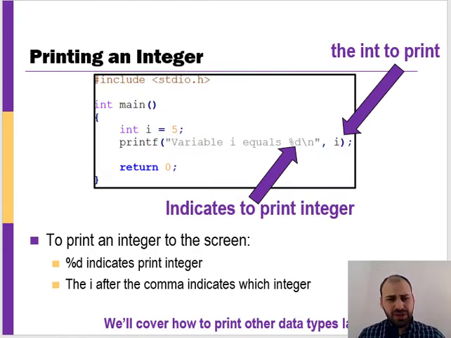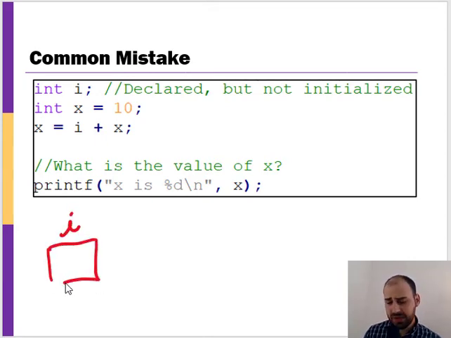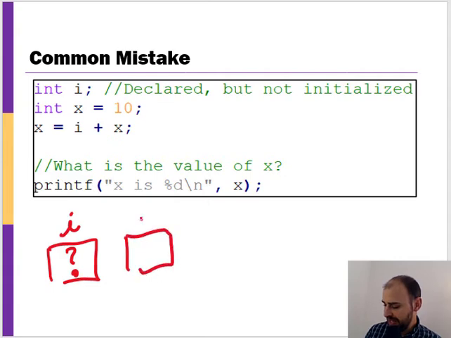One other thing I want to show you. Actually, let me show you that common mistake first. We take a look at this here. We take a look at that first line there. We have variable I. It's got to store something. We don't know what's being stored in there because we didn't initialize it. We don't know what the value is, right? Then we have variable x, and we're saying that starts as value 10. And then we're saying x equals I plus x.